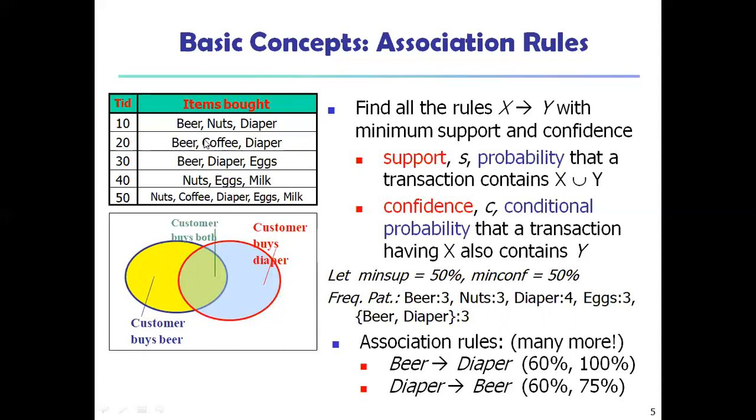Okay, if you are getting confused, you can find out how many items there are. You can count. So beer is 1, 2, 3. We have taken it as 3. Nuts is 1, 2, 3. We have taken it as 3. Diaper is 1, 2, 3, 4. We have taken it as 4. And eggs is, you see, 1, 2, 3. It is taken as 3.